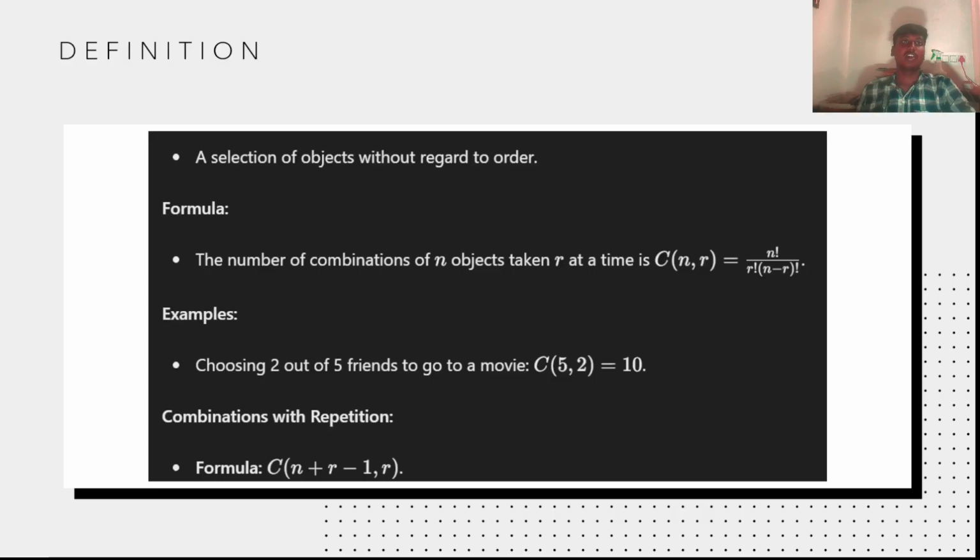Combinations: a selection of objects without regard to order. Formula: the number of combinations of n objects taken r at a time, C of n comma r, equals n factorial divided by r factorial into n minus r factorial. Examples: choosing 2 out of 5 friends to go to a movie, that is C of 5 comma 2, which equals 10. There are 10 ways of choosing 2 friends out of 5 friends. Combination with repetition: formula is C of n plus r minus 1, comma r.